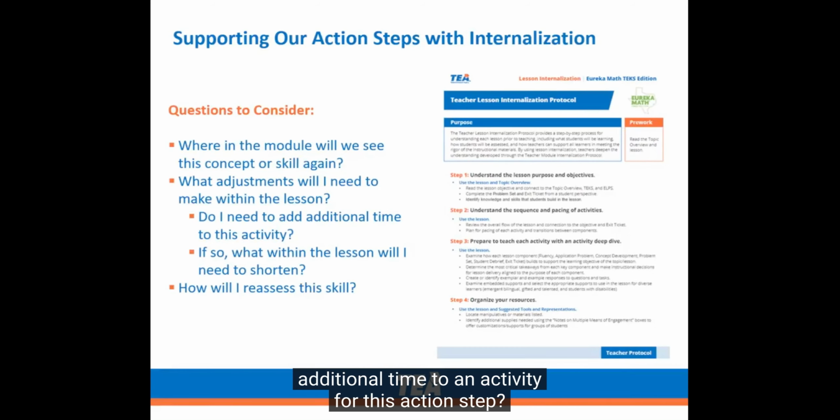Do you need to add additional time to an activity for this action step? If so, where will you need to shorten in order to make the time? Then finally, how will you reassess this skill in order to see the impact of your action step?